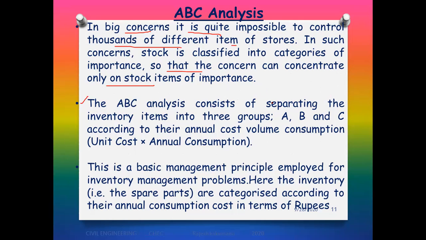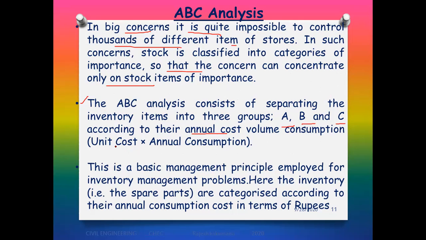First one is category A, second one is category B, and third one is category C. Then according to their annual cost, according to their annual cost volume consumption, they are categorized. So what is the meaning of cost volume? Annual cost volume consumption, that is unit cost into annual consumption.